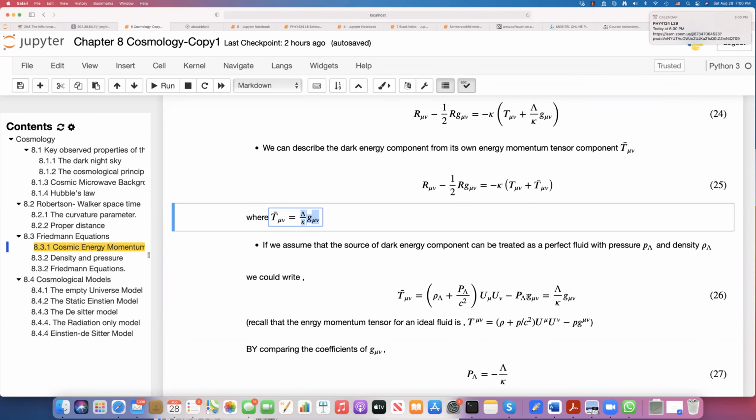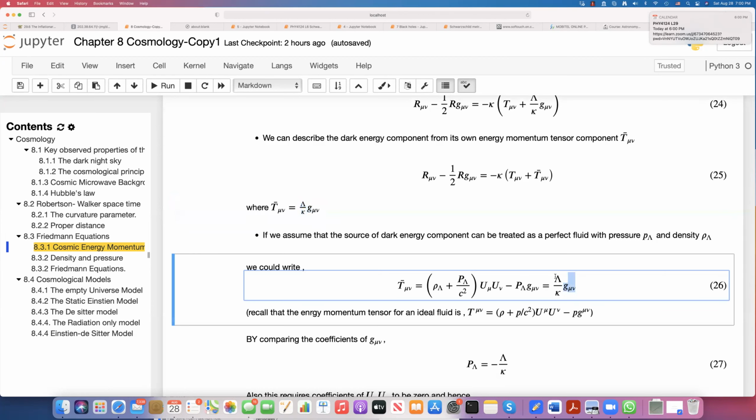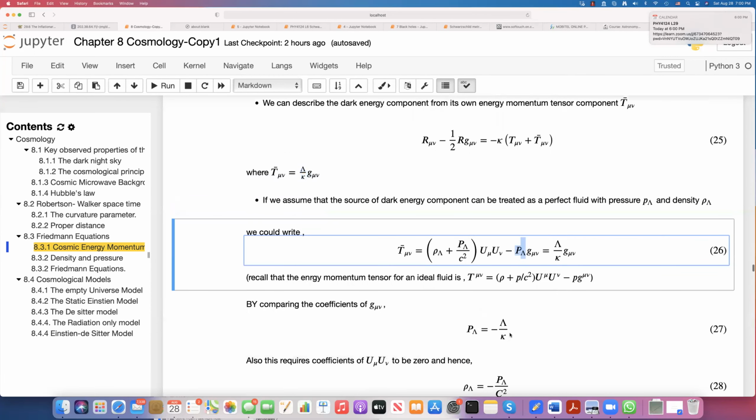Now from equation 26, if you take the coefficients of G mu nu on the left hand side, you have a coefficient that is lambda over kappa. On the right hand side, for the coefficient of G mu nu, you have P lambda right here. And in fact, it's minus P lambda. So that means that this P lambda should be equal to minus lambda over kappa. So if we are comparing coefficients in this equation, that's what you have here. Not K actually, this should be kappa.